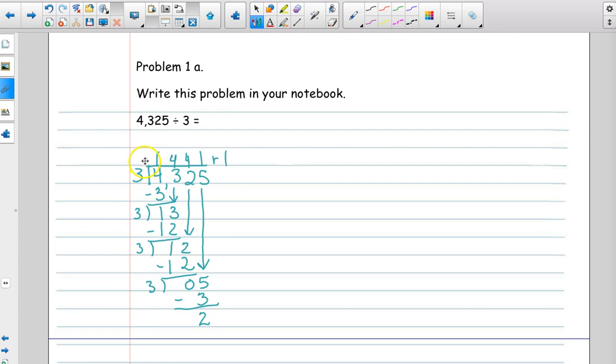All right, we are going to check our answer by multiplying. Do you remember how to do that? I take the quotient, 1,441, times the divisor. 3 times 1 is 3. 3 times 4 is 12. So I put the 2 here, carry my 1. Remember, I add that. 3 times 4 again is 12, plus 1 is 13. So I'm going to carry the 1 and put the 3 here. 3 times 1 is 3, plus 1 is 4.